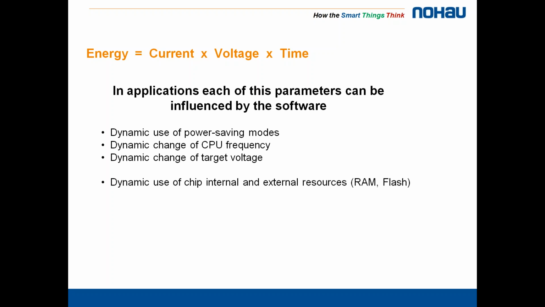So if you have a task, would it be more beneficial to have a high CPU frequency and then do the calculations in shorter time? Or would it be better to reduce the CPU frequency and do the calculations a little bit longer and perhaps save some energy? There's also the possibility of changing dynamically the voltage of the target. And we can also control within the software dynamic use of chip internal and external resources, such as RAM, flash, and so on.